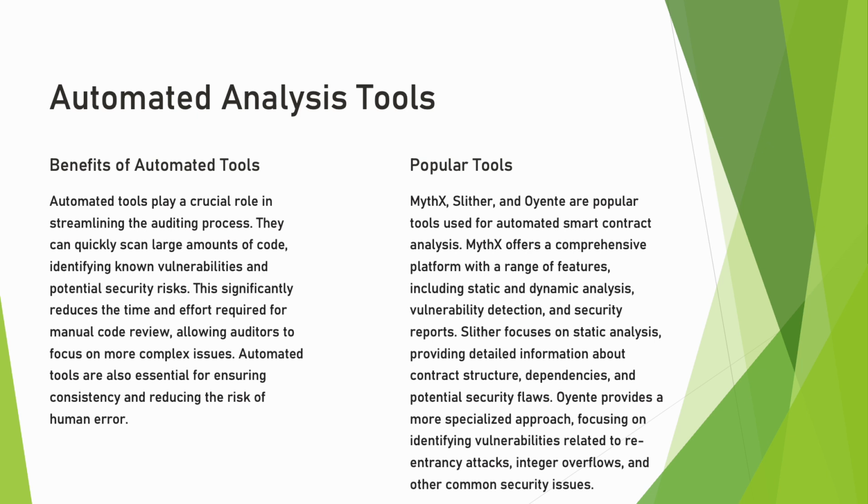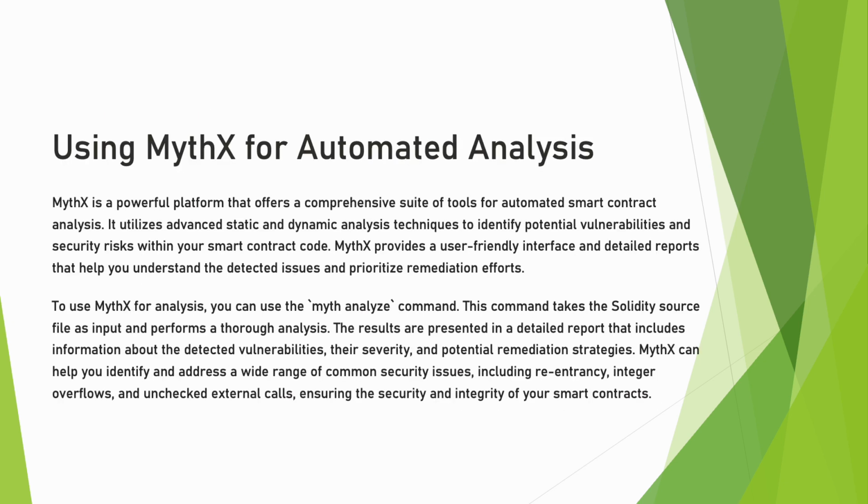Slither focuses on static analysis, providing detailed information about contract structure, dependencies, and potential security flaws. Oyente provides a more specialized approach, focusing on identifying vulnerabilities related to reentrancy attacks, integer overflows, and other common security issues. Using Mythril for automated analysis.